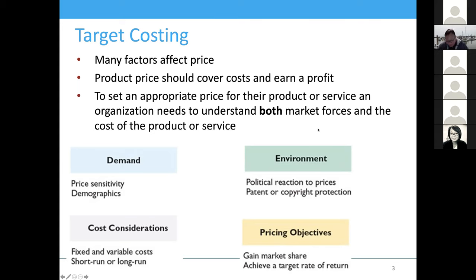So in order to be able to set an appropriate price, the company has to understand the market forces and also the cost of the product and the service, right? So you have to know about yourself, how much it's going to cost me to produce this, right? That's the cost side. You also want to know about others, right? What is on the market? What is the selling price? What is the price determined by the demand in the market?